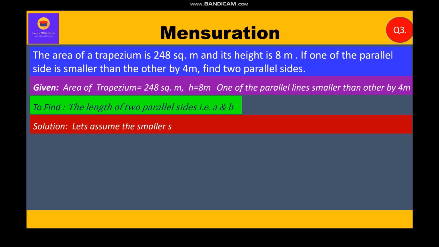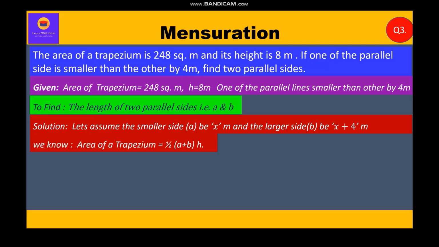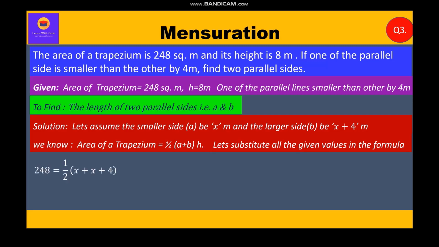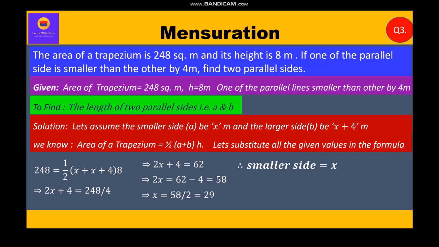Let's assume the smaller side be x meters and the larger side be x plus 4 meters because the difference was 4 meters. Now we know the area of trapezium is half in bracket A plus B into h. Now we shall substitute the values given to us in this formula and we will get 248 is equal to half in bracket x plus 4 into 8. Further we will solve and write 248 divided by 4 is equal to 2x plus 4. That is 2x plus 4 is equal to 62. Then 2x is equal to 62 minus 4, that is 58. Then x is equal to 58 divided by 2, that is 29. So we can say the first side is 29 meters and second side is x plus 4, that is 29 plus 4 is equal to 33 meters.